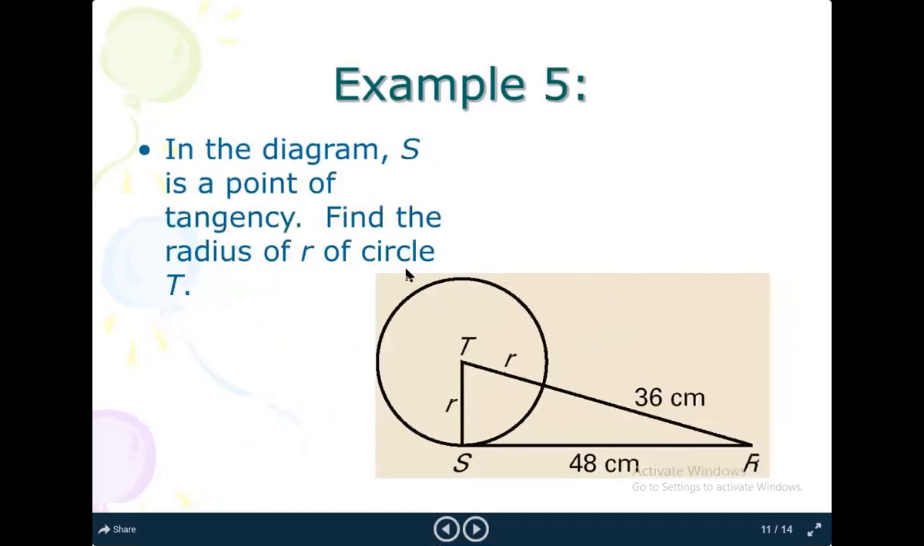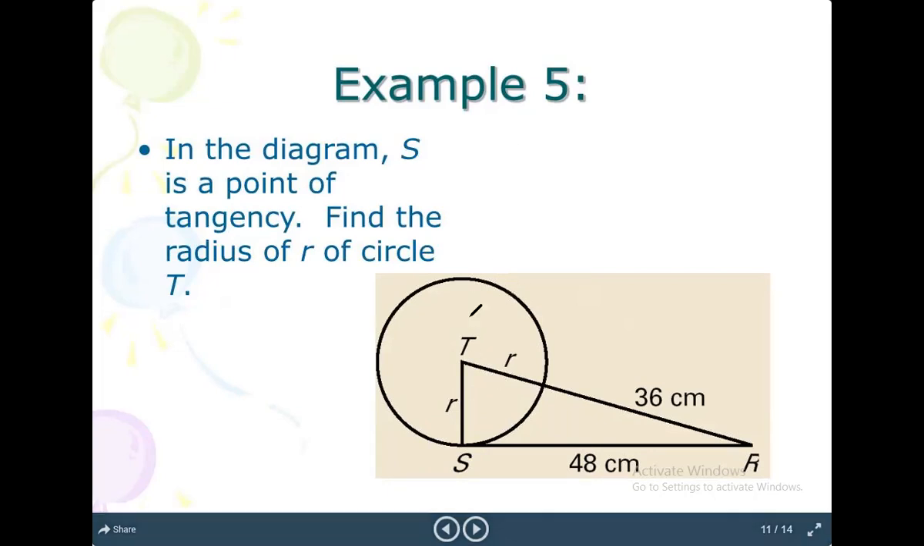In this question, in the diagram, S is the point of tangency. Find the radius of the circle. In this question, he divided the line into R and 36, right? And this one is TS and this one is SR. Already in this question, he said point of tangency, which means this one will be a tangent to the circle. Then we are looking for R. We will use the Pythagorean theorem.